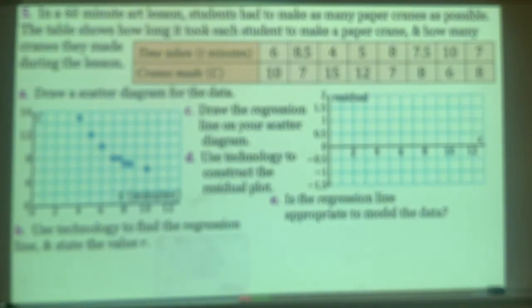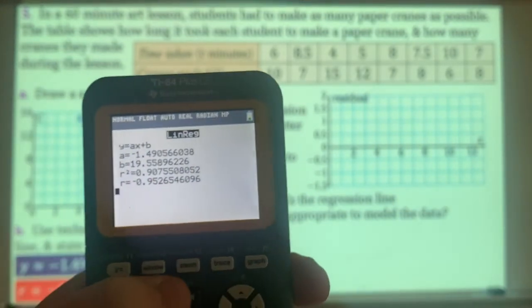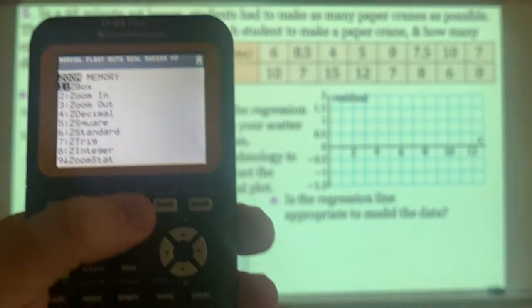Let's check it out. Typed in our thing. Negative 1.59x plus 19.6 with a regression line of negative 0.953. A very strong negative correlation. Draw the regression line on your scatter diagram. So now we need to see the regression. So once again, we go to zoom.